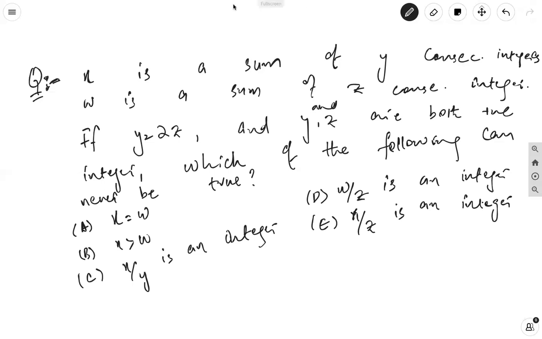Just take 2 minutes to solve this question. This is a bit tricky question. Take your time and we will discuss afterwards.